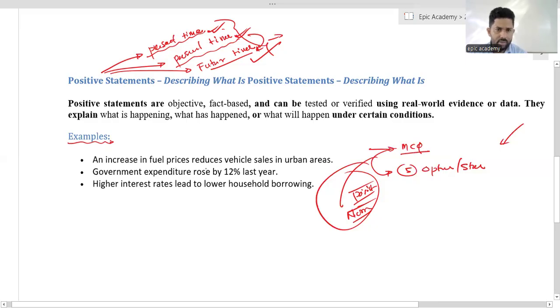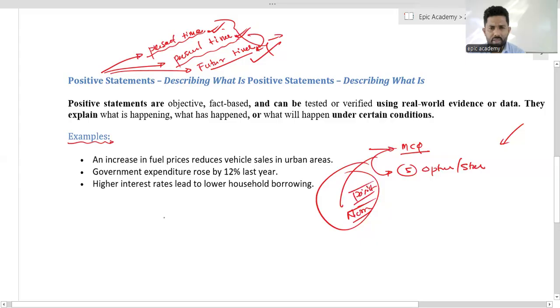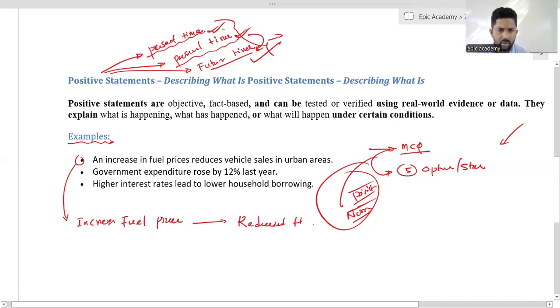Okay, right. Increases in fuel prices reduce vehicle sales in urban areas. It is one of the positive statements. Now we can check it, test it or verify it. Increases in fuel prices. So if fuel prices increase, what happened? It reduces the sale of vehicles.